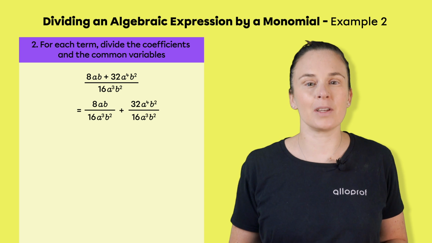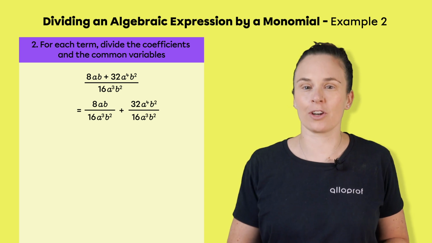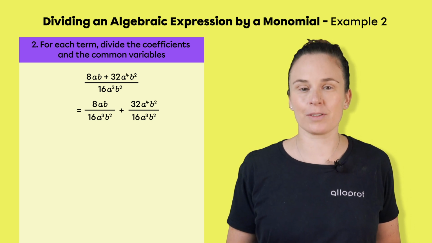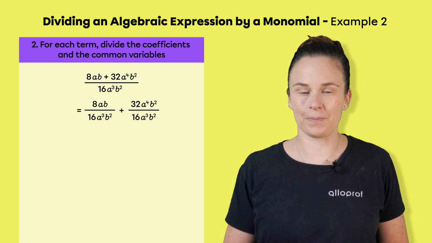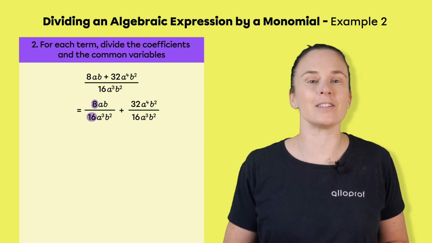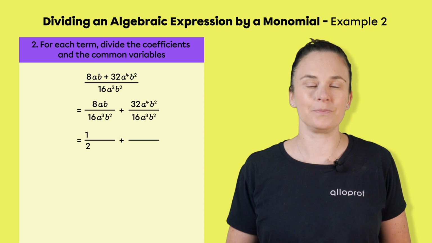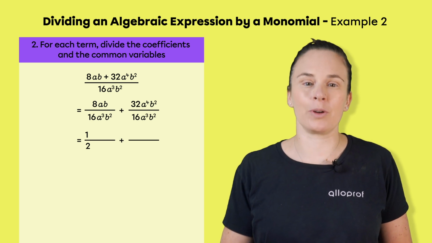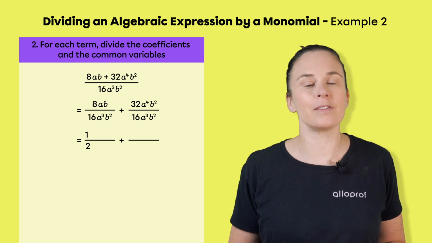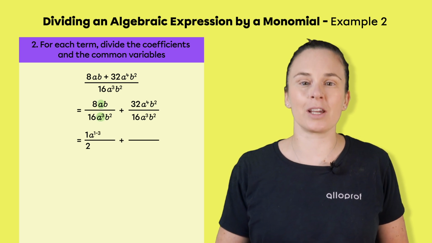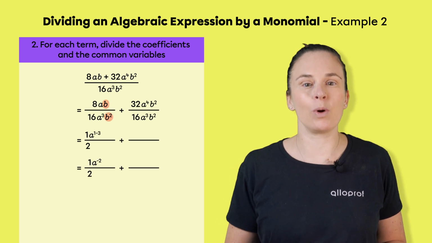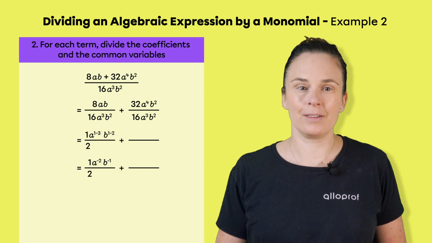The second step is to divide the coefficient of each term, then the common variables. First, divide the coefficients of the first term. 8 over 16 equals 1/2. Then, applying the law of exponents, subtract exponents that have the same base. For the variable a, 1 minus 3 equals -2. For the variable b, 1 minus 2 equals -1.